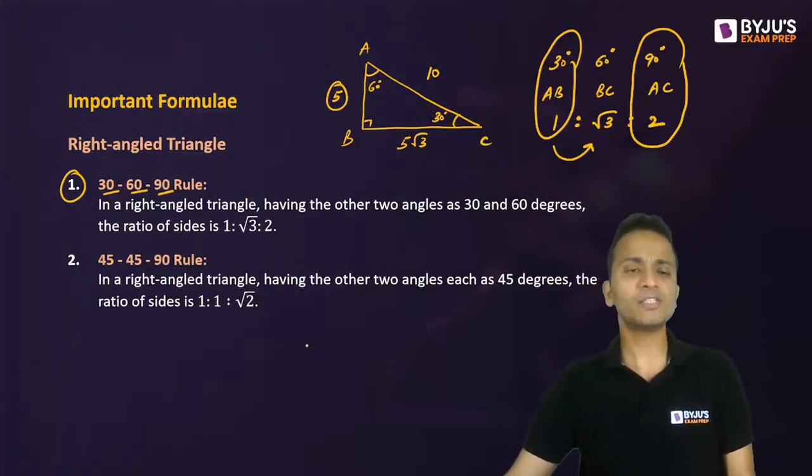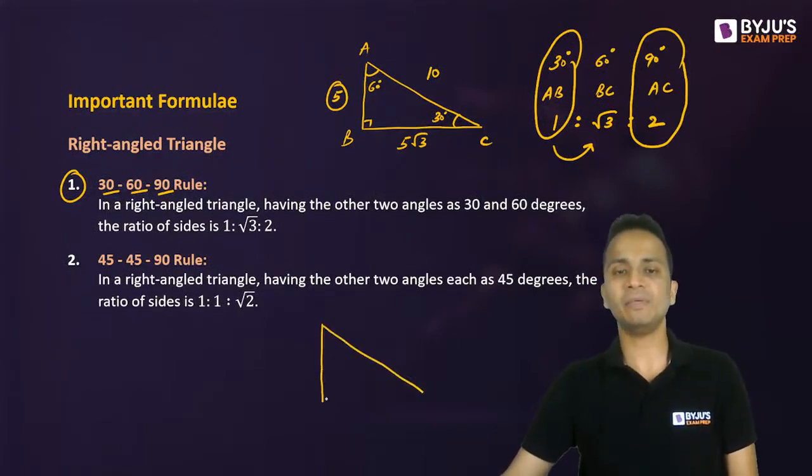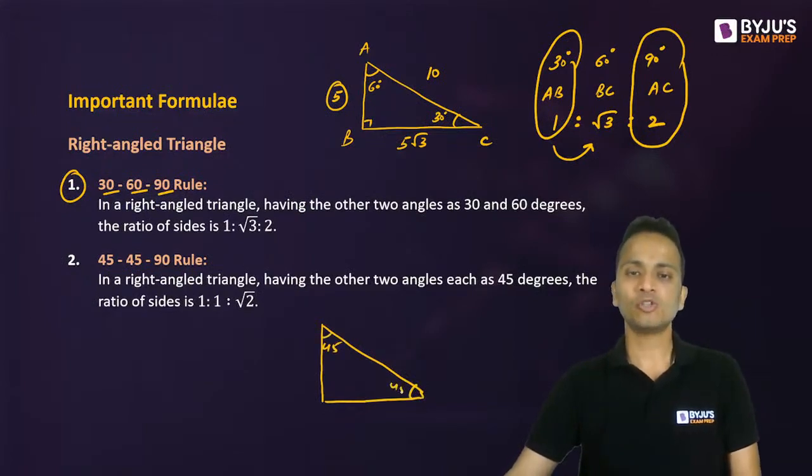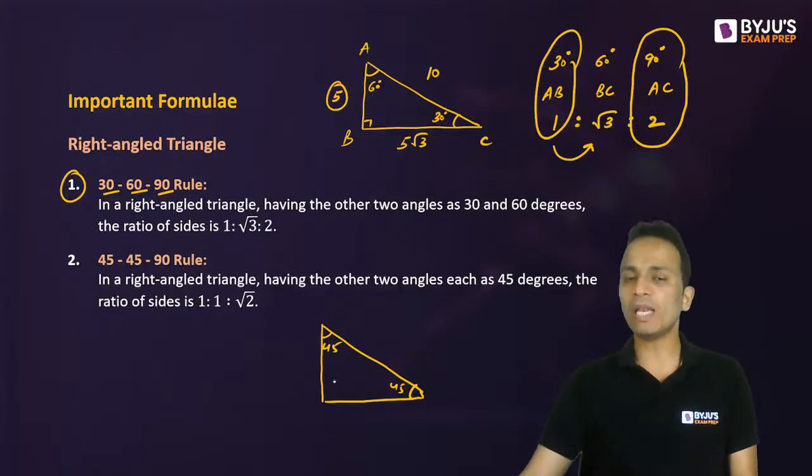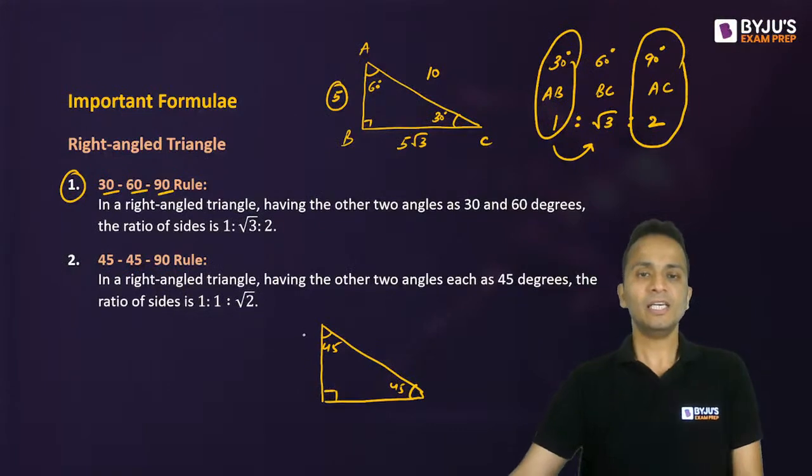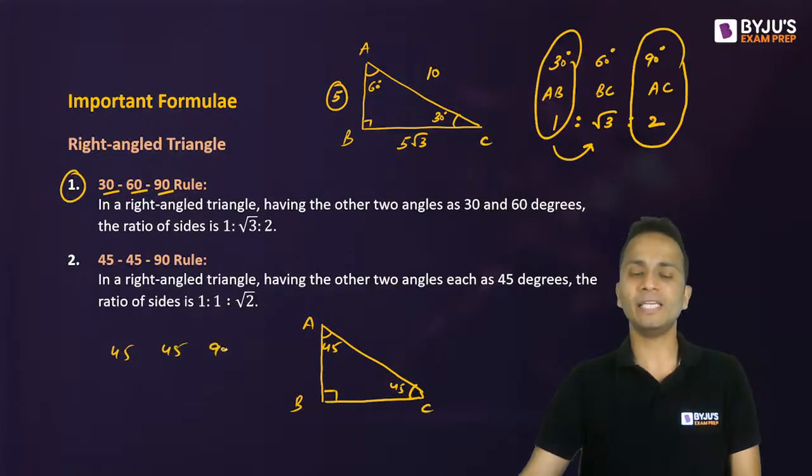Now the next triangle is the 45, 45 and 90 degree triangle. Now 45, 45 means it will be an isosceles triangle. So two of the angles are 45 degrees, and the sides opposite to equal angles will be equal. And one of the angles is 90 degrees. Now the ratio of the sides which are opposite to the 45 degree and 90 degree angles will be 1 is to 1 is to root 2.